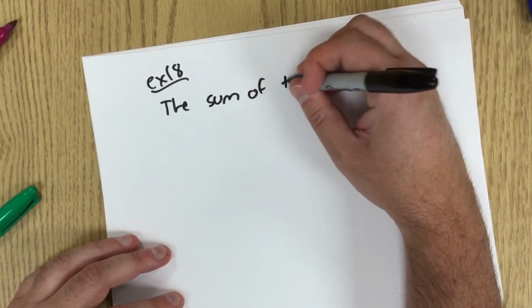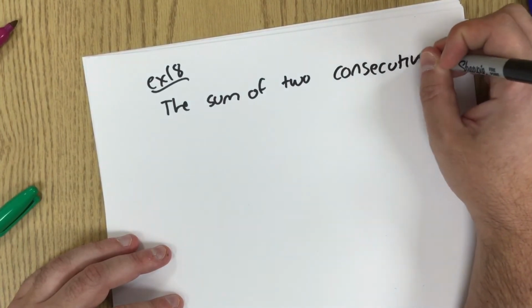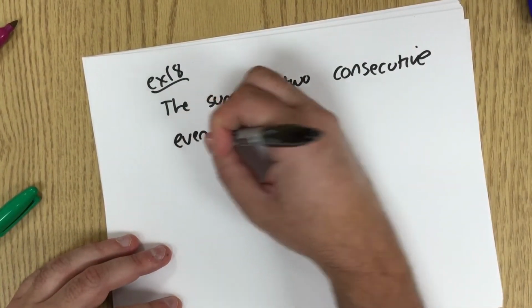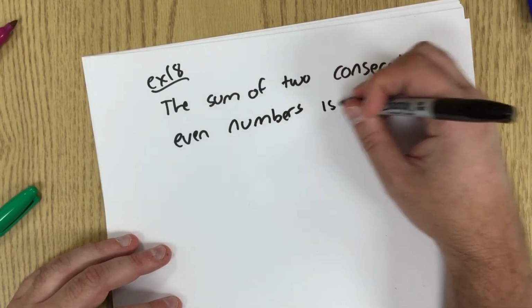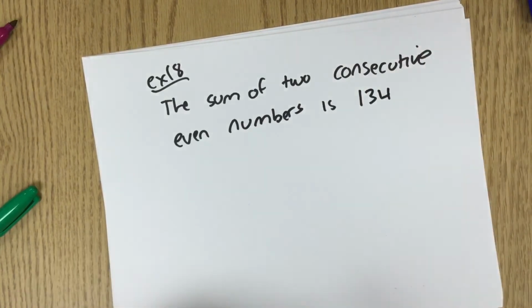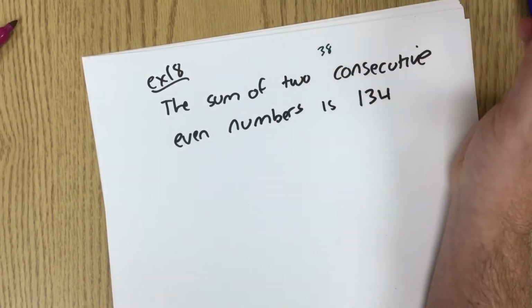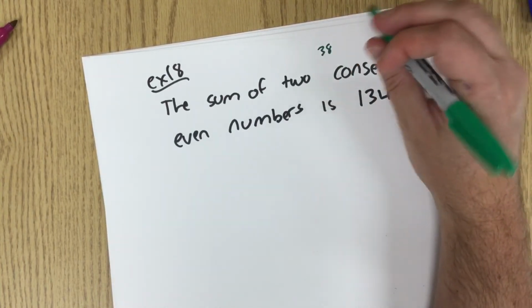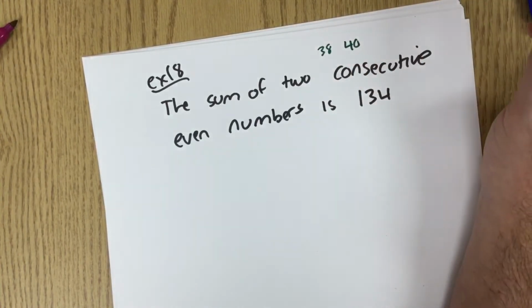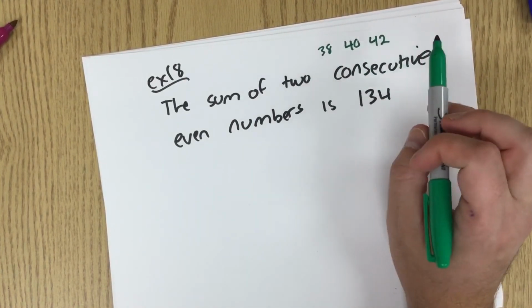So the sum of two consecutive even numbers is 134. So what is the consecutive even number? So consecutive even numbers, we come up with a number. So let's say we have the number 38. The next consecutive number is 39, but the next consecutive even number, so the next number that's even, is 40. The next consecutive even number after that is 42. So these are consecutive even numbers.